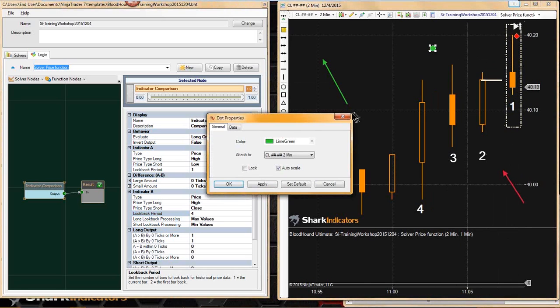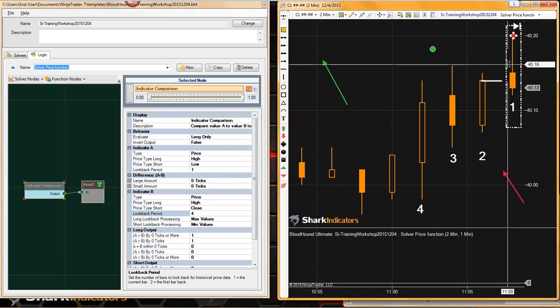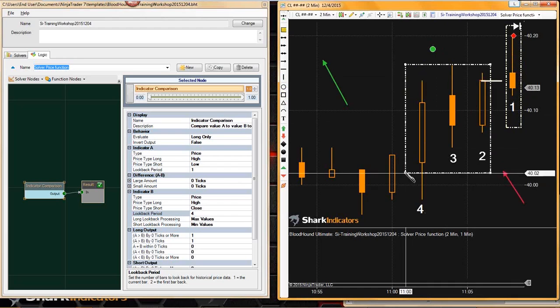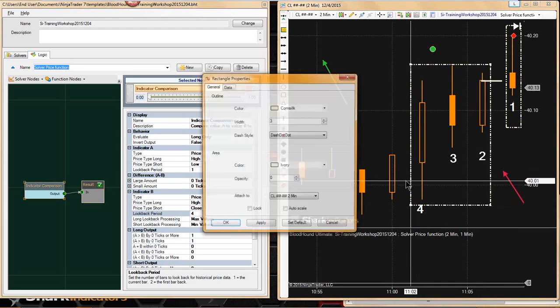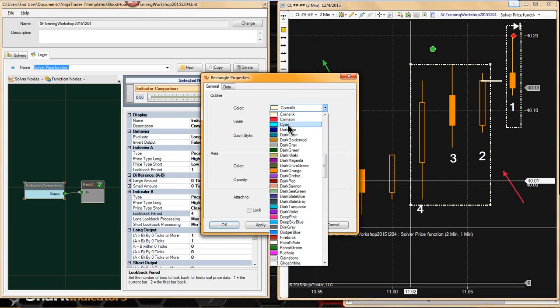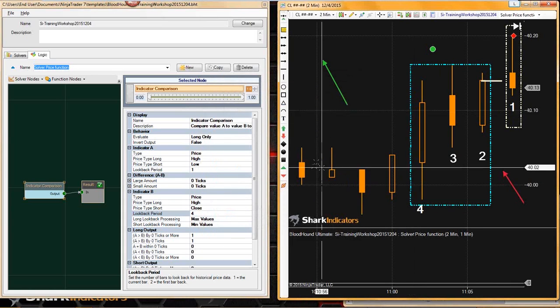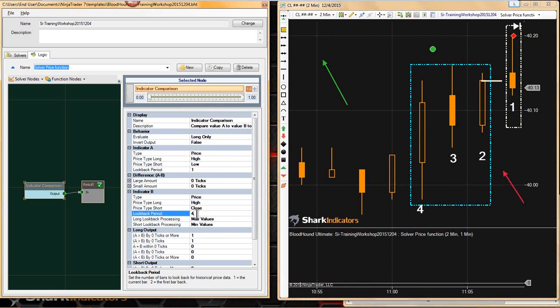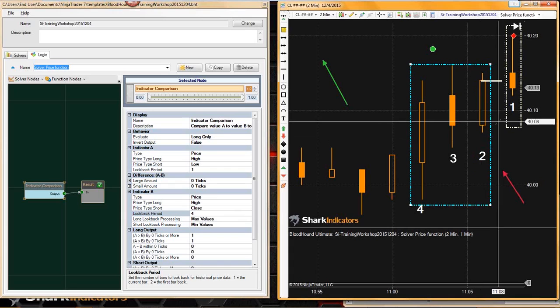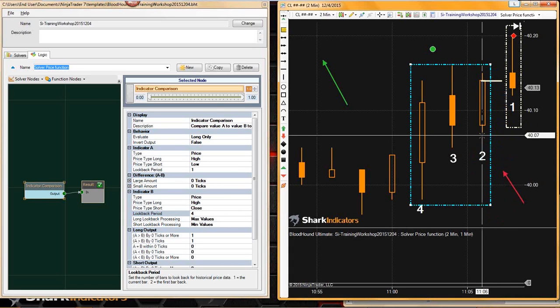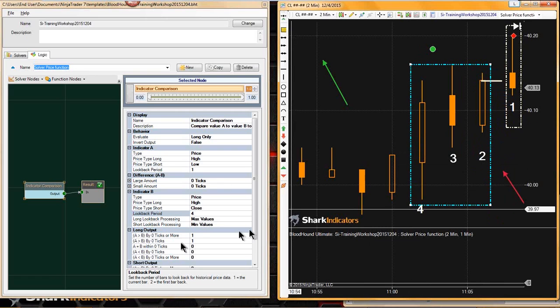If, however, you want to compare the high of the current bar to, say, the high of the last 3 bars, and let's just change this color here. Say you want to compare it to these last 3 bars. Well, there is no starting point. The price functions don't have a way to say, start 1 bar back and then start your look back period 1 bar back. It doesn't have a way to do this.